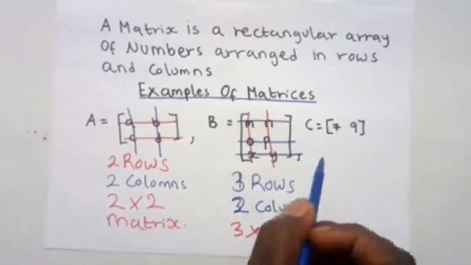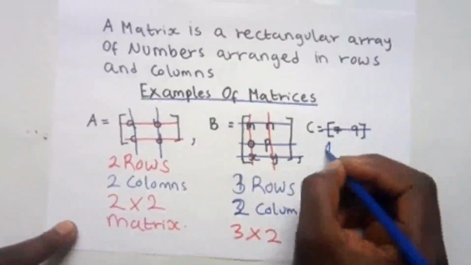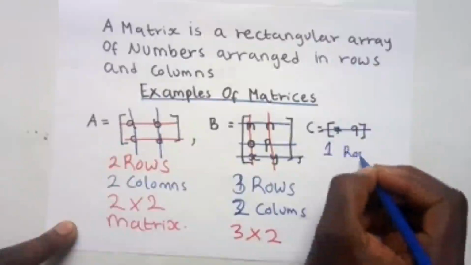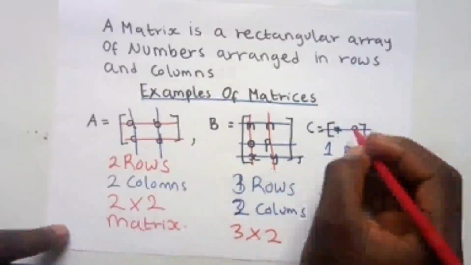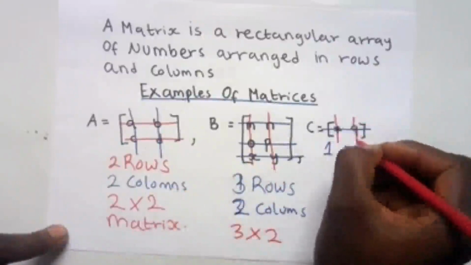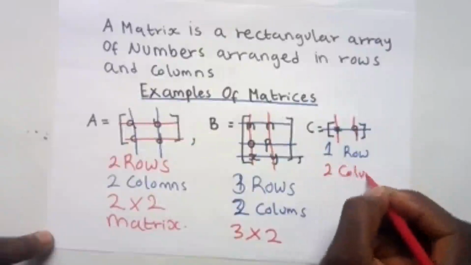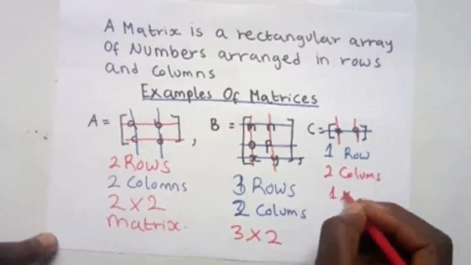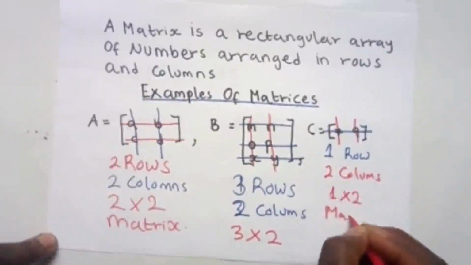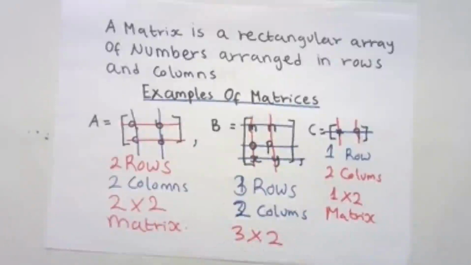Matrix C, how many rows does it have? 1. So 1 row for matrix C. And how many columns do matrix C have? 1, 2. So matrix C have 2 columns. Therefore, it is called a 1 by 2 matrix. Let's take some examples.